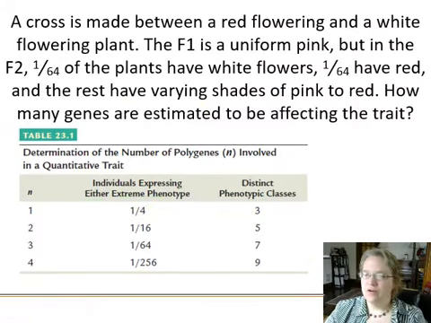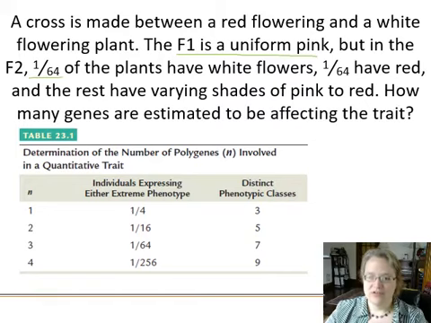A cross is made between a red flowering plant and a white flowering plant. That's our true breeding cross. The F1 is a uniform pink, but in the F2, roughly 1/64 of the plants have white flowers, 1/64 have red, and the rest have varying shades of pink to red. How many genes are estimated to be affecting that trait?